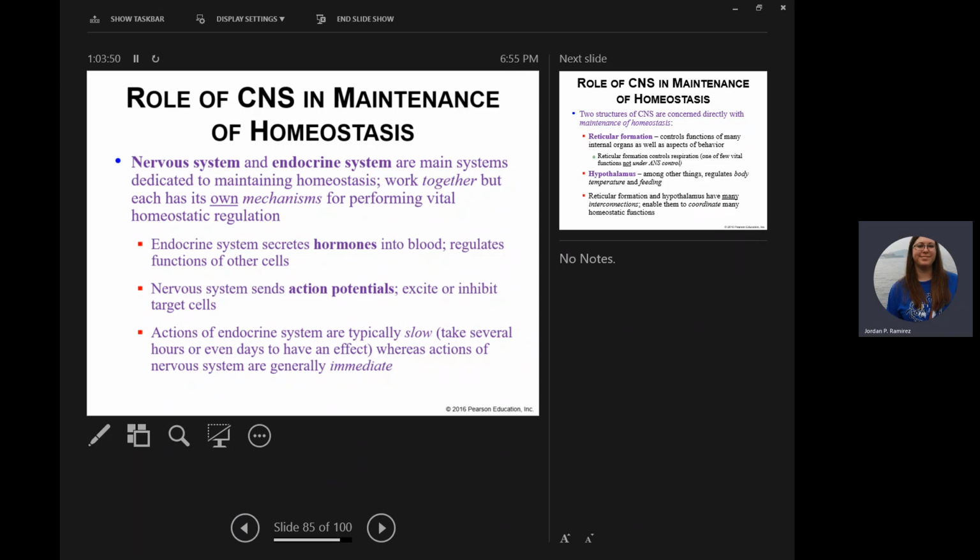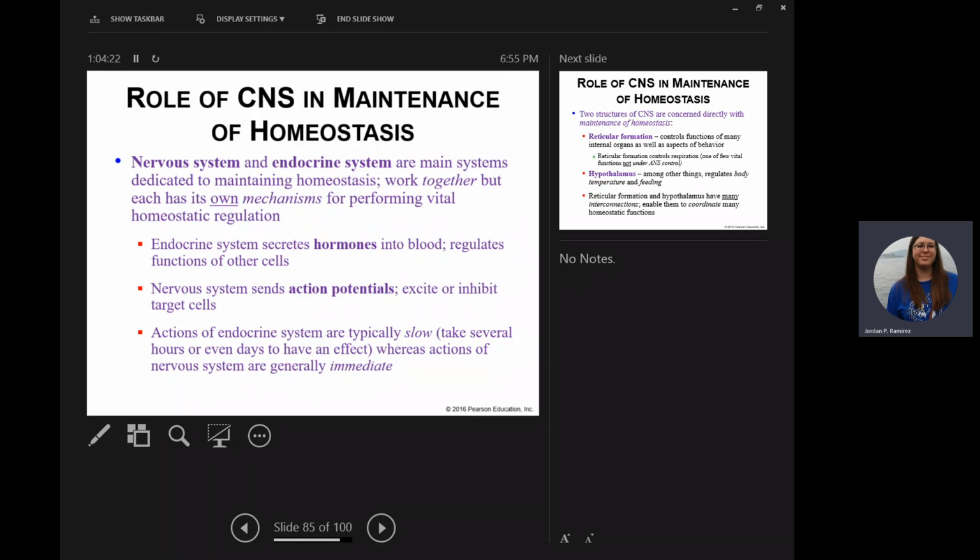Nervous system and endocrine system are the main systems dedicated to maintaining homeostasis. They work together, but each has its own mechanisms for performing that vital homeostatic maintenance. So the endocrine system is going to secrete hormones. They secrete hormones directly into the blood. They don't act on nearby cells, they secrete it directly into the blood, and it regulates functions of other cells, target cells.